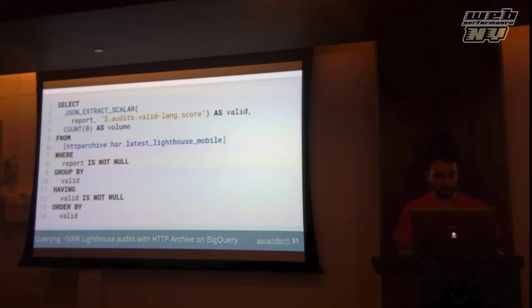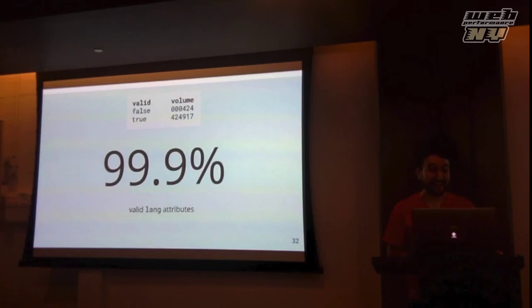Does anybody have a guess what percent of the web has valid language attributes? 10%? 60%? Fairly surprising. 99%. Asterisk. If the website did not have any lang attribute, it is automatically passing the test. I think the real data is about 3% of the web uses the lang attribute.